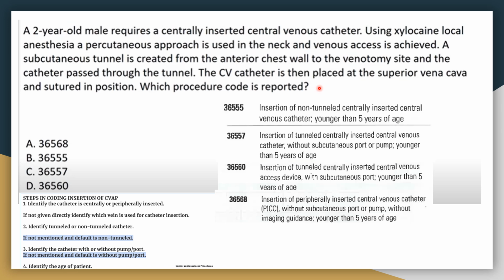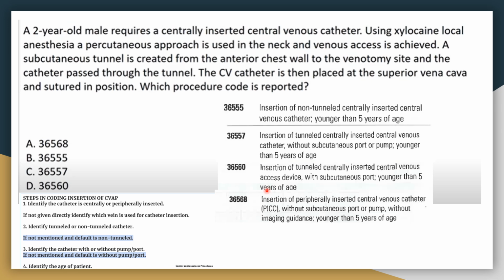So let us collect our data. Identify the catheter, is it central or peripheral? In our case, it is very clearly given it is a central. Then second, identify whether tunnel or non-tunnel: subcutaneous tunnel. So we have the second important point. Third is identify the catheter with or without pump and port, and if not mentioned, default is non-pump and port. Nothing like that has been mentioned in our scenario. So we will take it as no pump and port, and the age of the patient is 2 years. So we have enough data.